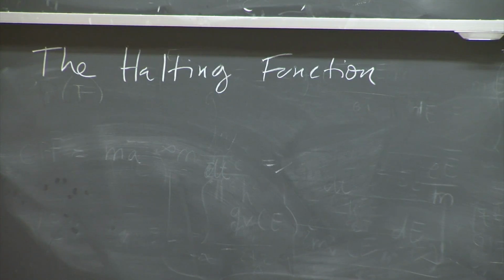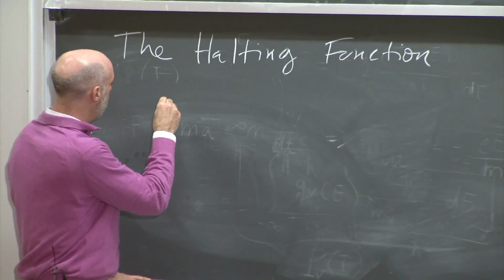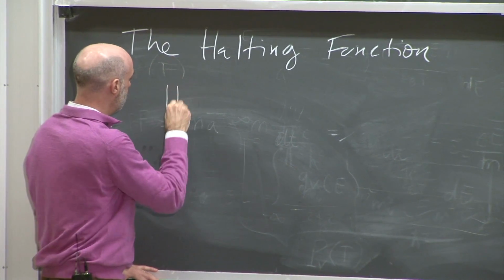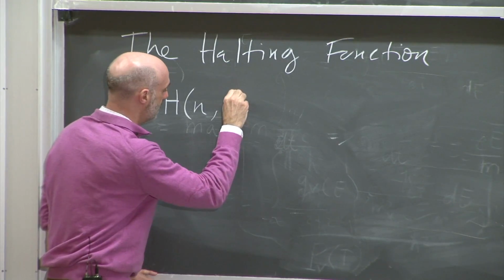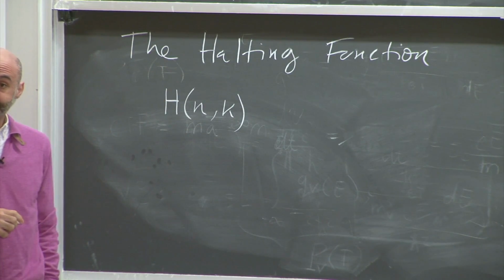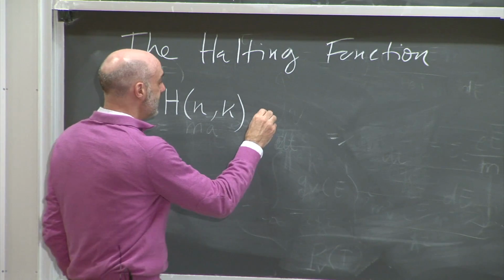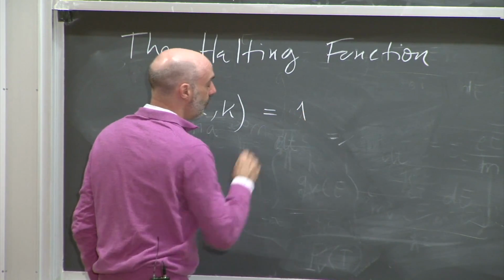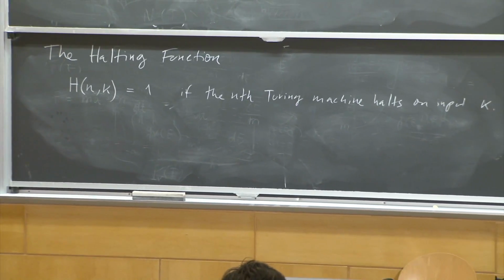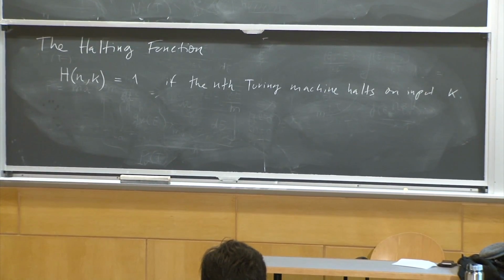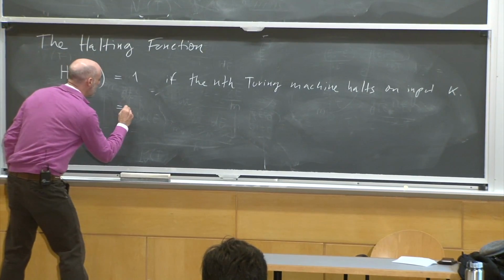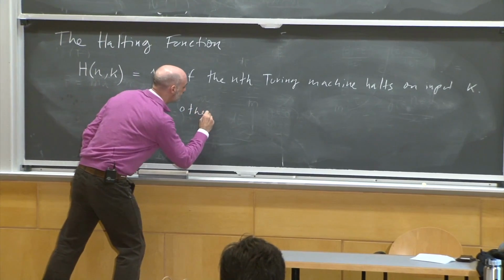And here's how it works. We are going to give the halting function two numbers. And it is going to deliver 1 as an output if the nth Turing machine halts on input k. And it's going to be 0 otherwise.